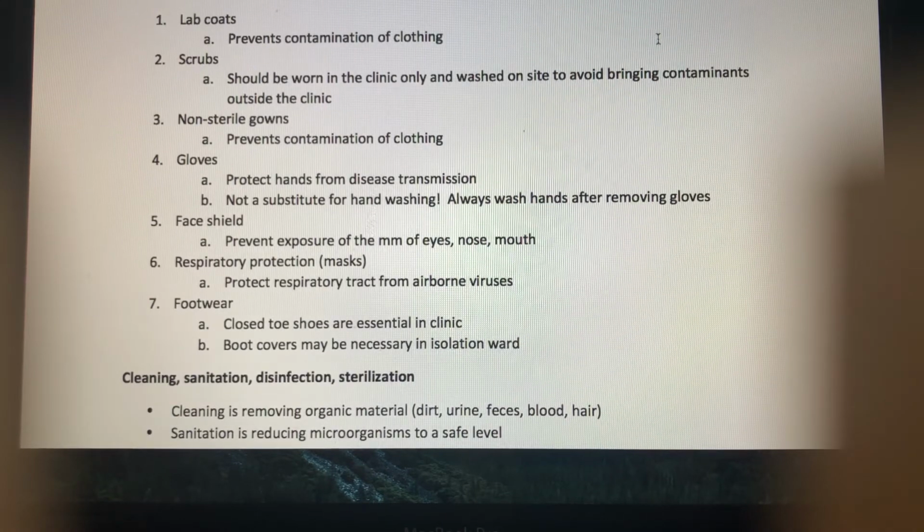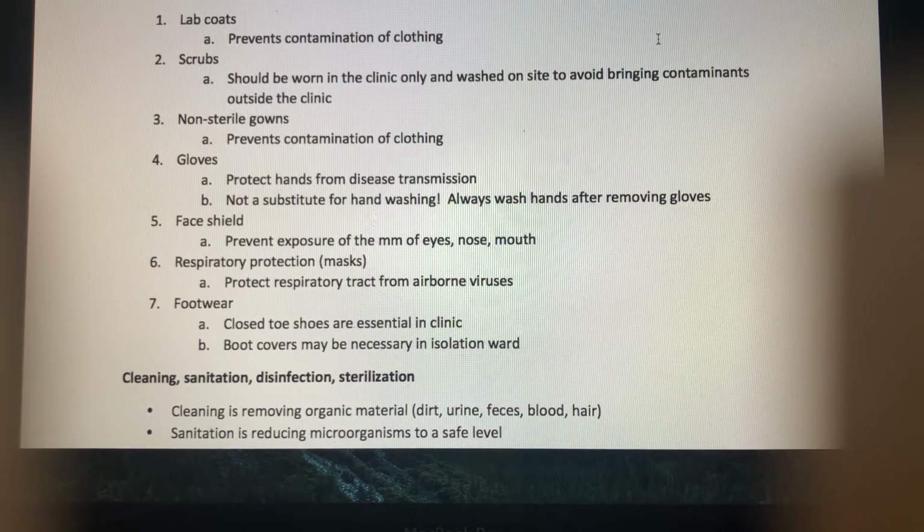And then footwear: closed-toed, non-slip shoes that are comfortable and that you can wear all day long are essential in a clinic. If we're in the isolation ward, we may or may not be using boot covers to protect our shoes from contamination as well. You need closed-toed shoes. You need shoes that are okay to get bleach on, because you'll see when we talk about the isolation ward, when you step out, you're typically stepping into some kind of bleach bath.